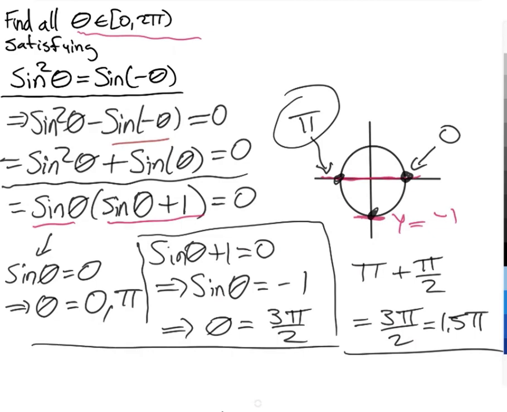So after all this work, we find that the solution to our original trig equation, sine squared theta equals sine of negative theta, is theta equals 0, pi, or 3 pi over 2. And these are our solutions.